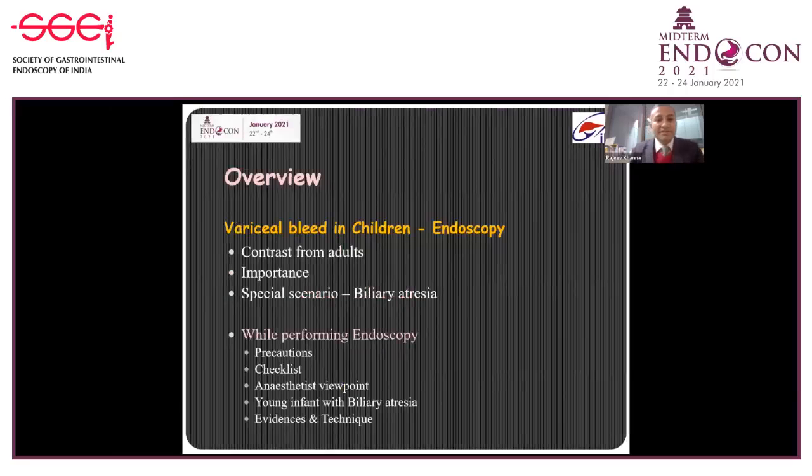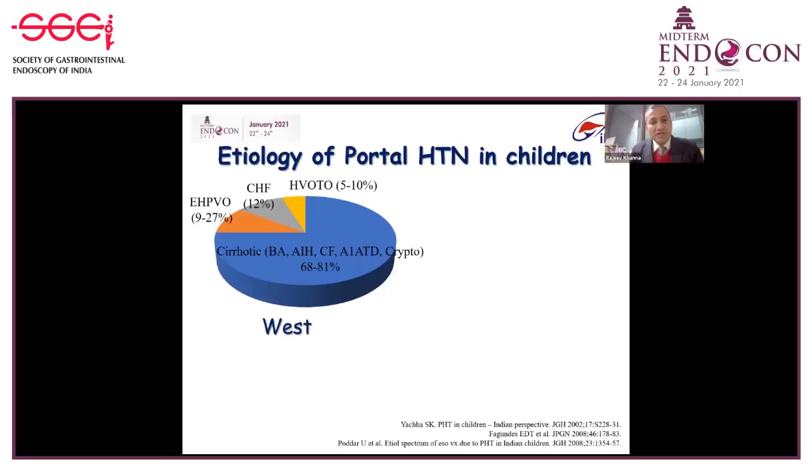So I will give my talk under these headings. So what are the differences from adults? So there are etiological differences. As we see from the data from the West, the etiology of portal hypertension is primarily cirrhotic, that is biliary atresia, autoimmune hepatitis, cystic fibrosis, alpha-1 antitrypsin deficiency.